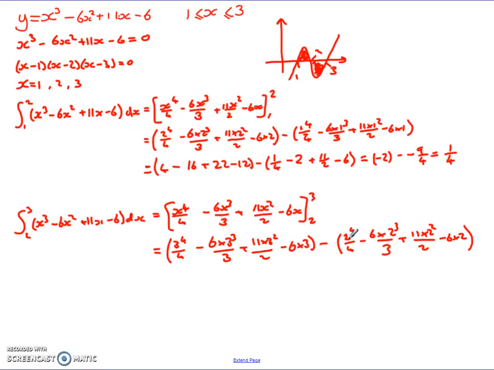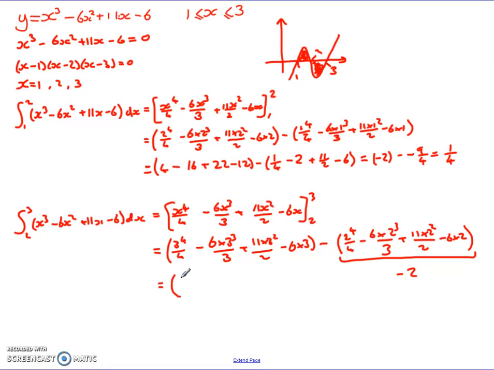Now I've actually already done this one. This was my upper limit here, remember. So I actually know that this already gives me negative 2. So I don't need to worry about calculating this one. It takes away a bit of the maths that's needed. I just need to look at this bit here.